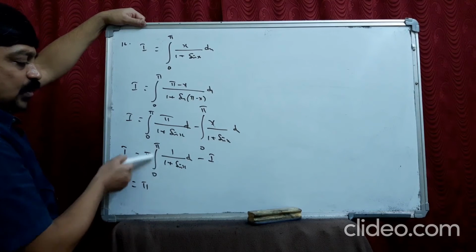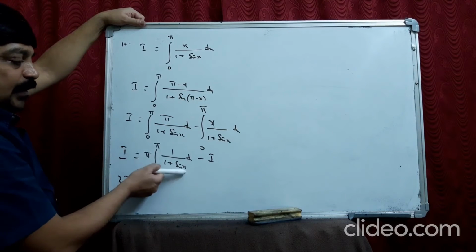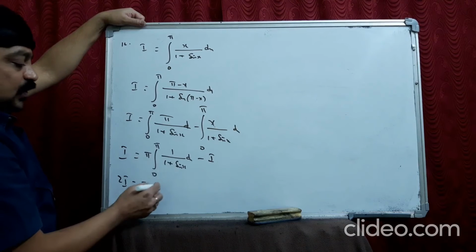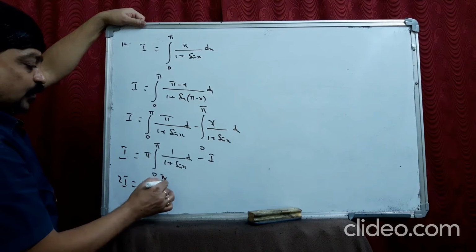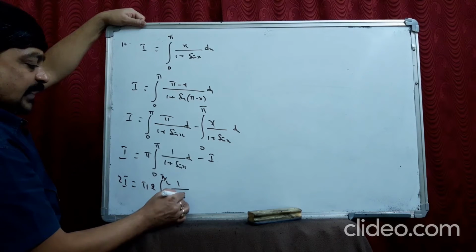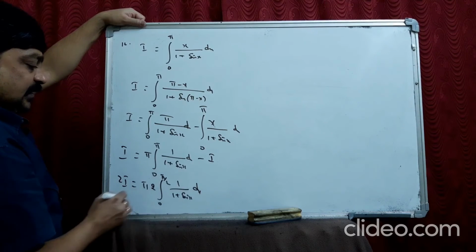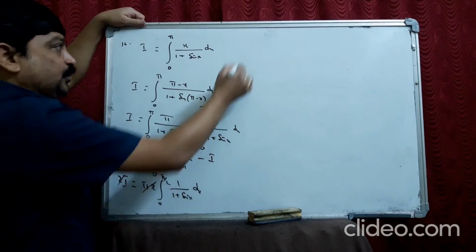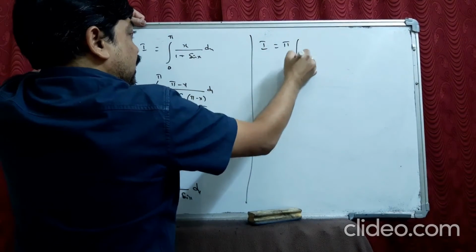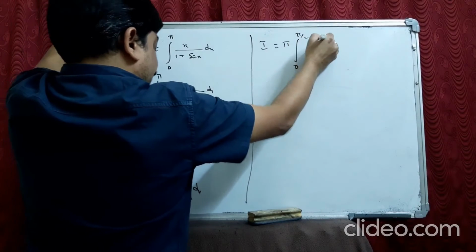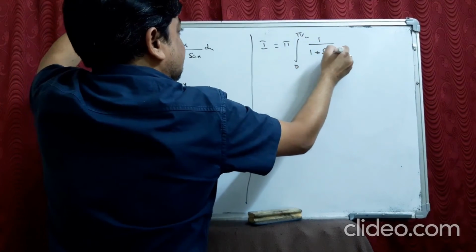Again this becomes 0 to a. If I replace pi minus x, you will get the same thing. So it is even. You can write 2 into the integral from 0 to pi by 2 of 1 by 1 plus sin x dx. Now you can cancel 2 and 2. It becomes I is equal to pi into the integral from 0 to pi by 2 of 1 by 1 plus sin x dx.